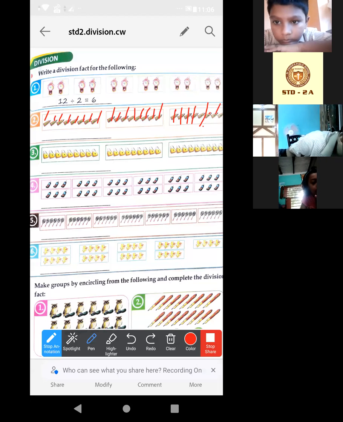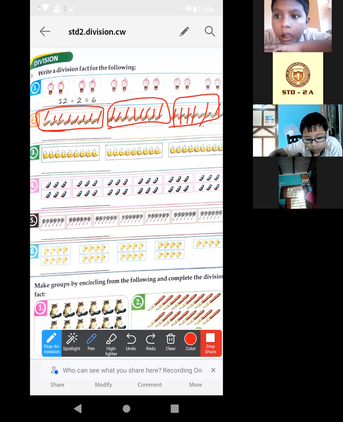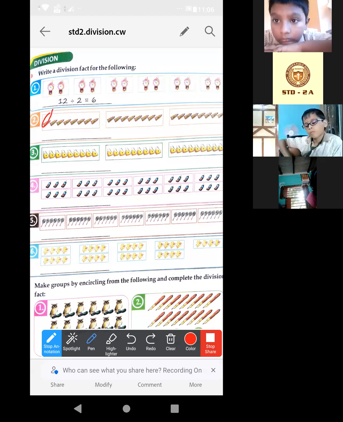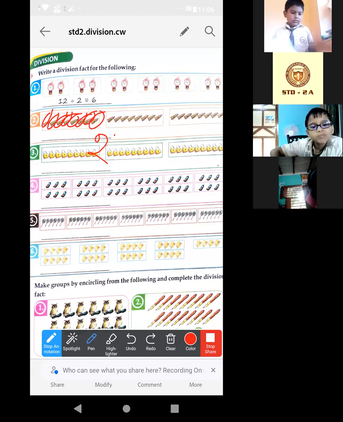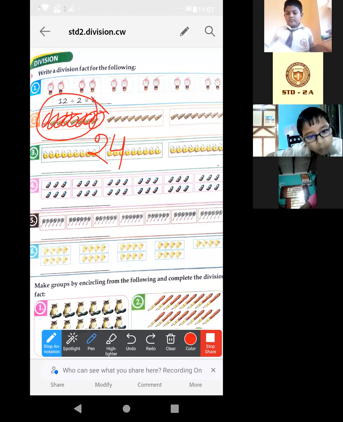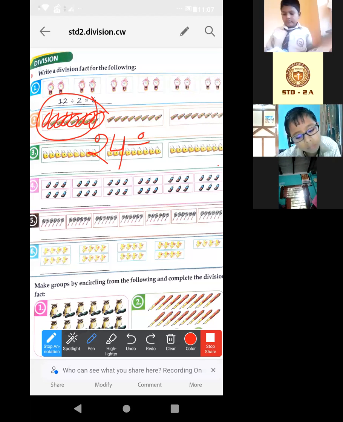Now in each group, look, there are 3 groups now. 1 2 3. In each group, how many? What is the number? We have to count. Okay, in each group, look, count 1 2 3 4 5 6 7 8. So total we counted how many? 24. And in one group there is how many? 8.